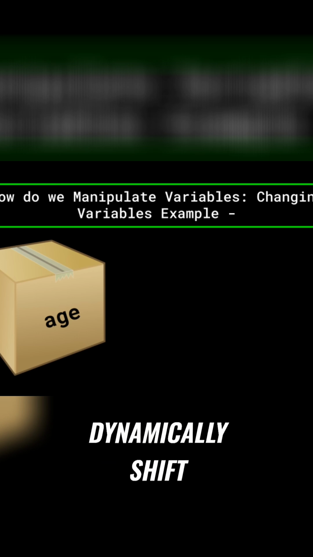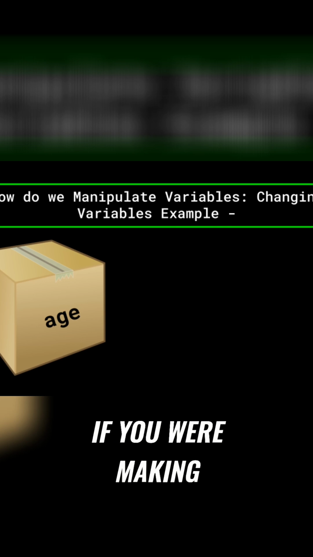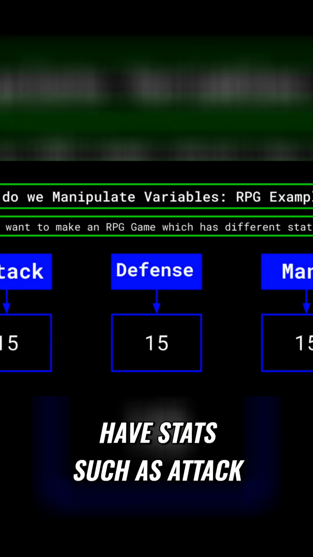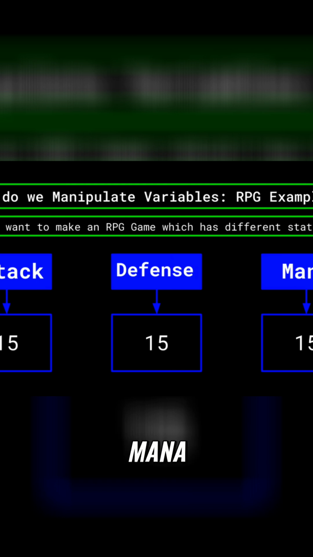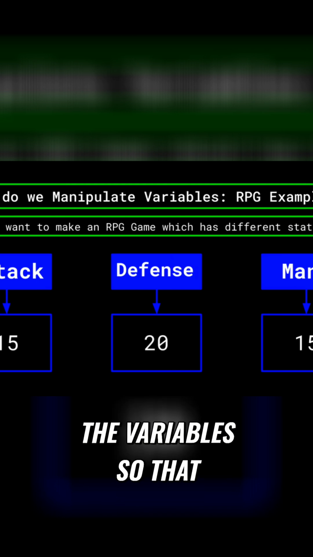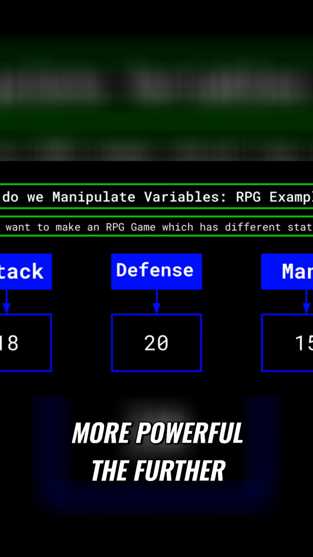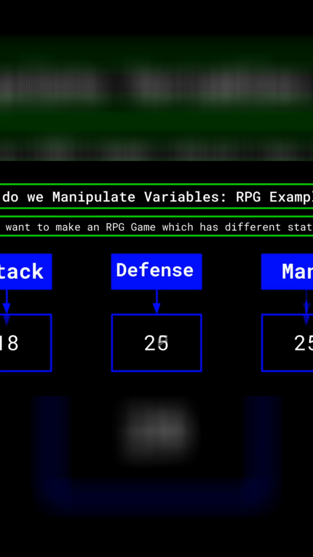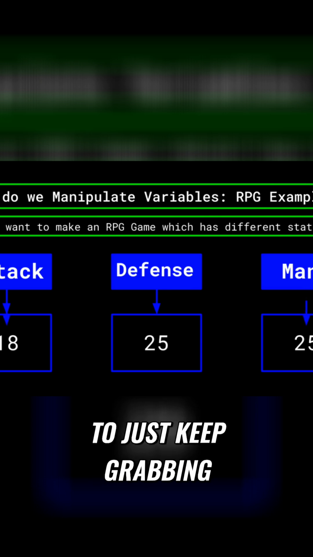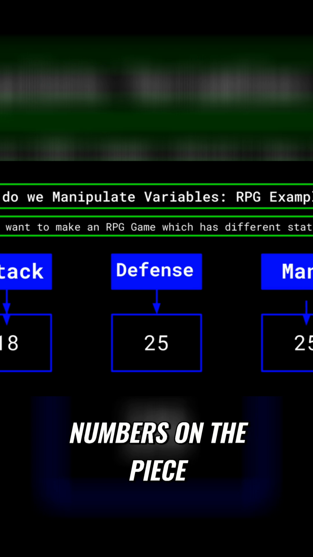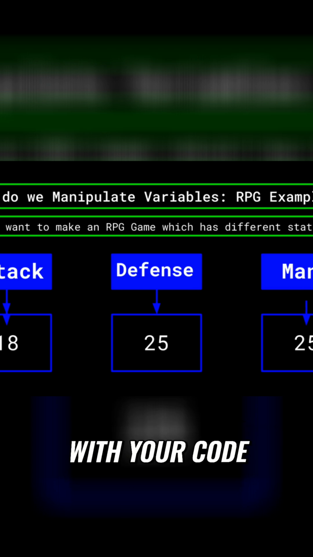Doing this, we are able to easily update the contents of our variables throughout the code as things dynamically shift. As another example, if you were making an RPG, your character would likely have stats such as attack, defense, mana, etc. As the game progressed, you could continuously update the variables so that the player could get more powerful the further along that they went through the game, and you wouldn't have to create new variables. You would simply need to just keep grabbing that box from your storage facility, erasing and replacing the numbers on the piece of paper, and then continue along with your code.